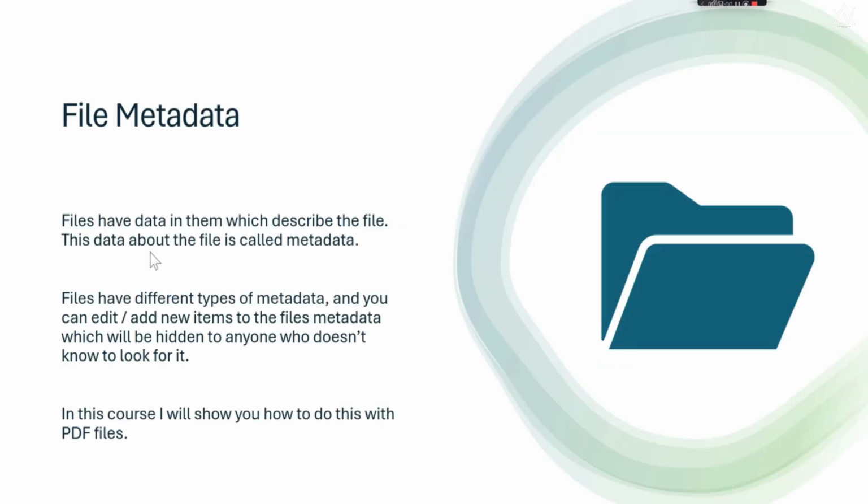So, file metadata. Files have data in them which describe the file. This data about the file is called metadata. So say you have a PDF file, it's going to have metadata describing that PDF file. Files have different types of metadata, and you can edit or add new items to the file's metadata, which will be hidden to anyone who doesn't know to look for it, aka security through obfuscation. In this course, I will show you how to do this with PDF files, and let's check out an example.